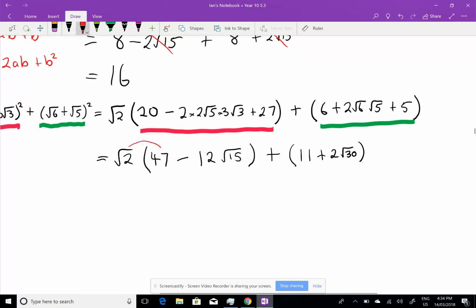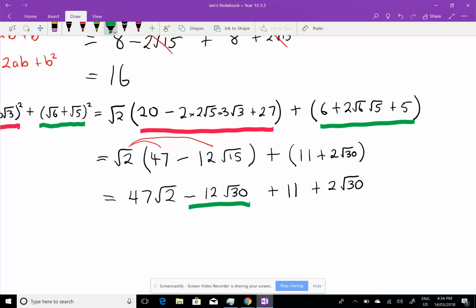Now I've got this bracket. I've got to multiply that by that and that by that. So I get 47 root 2. Not doing anything with that. I can't see anything easy to do with that. Minus 12. Now root 2 times root 15 is root 30. And here I just open up the brackets. I get 11 plus 2 root 30. Well, I've got minus 12 root 30s. I'm going to add 2 root 30s. So I'm going to get 47 root 2, can't do anything with that, minus 10 root 30s plus 11.